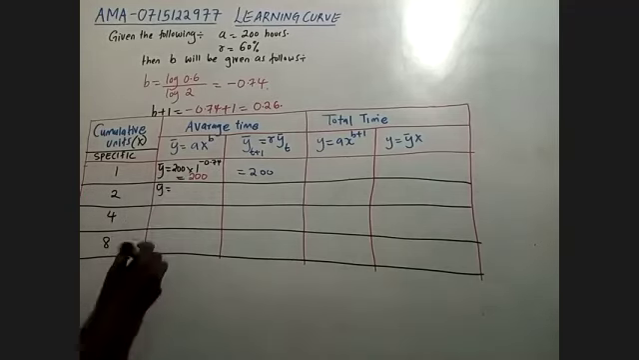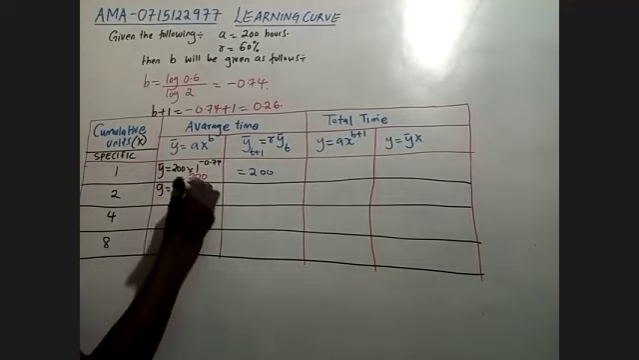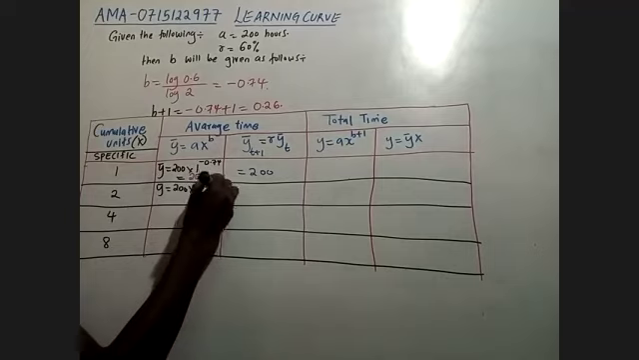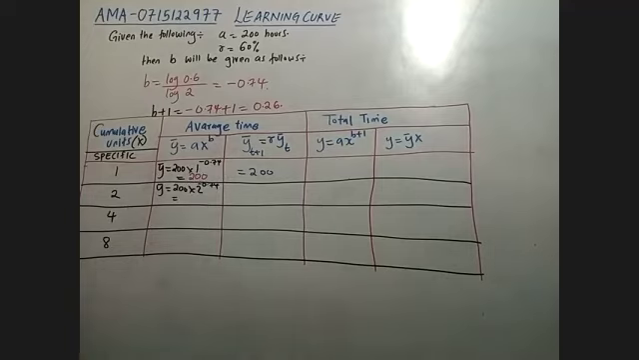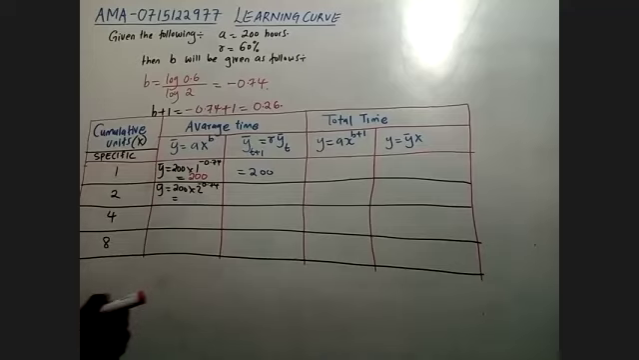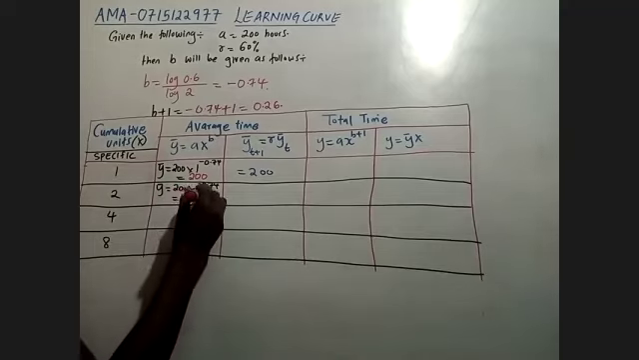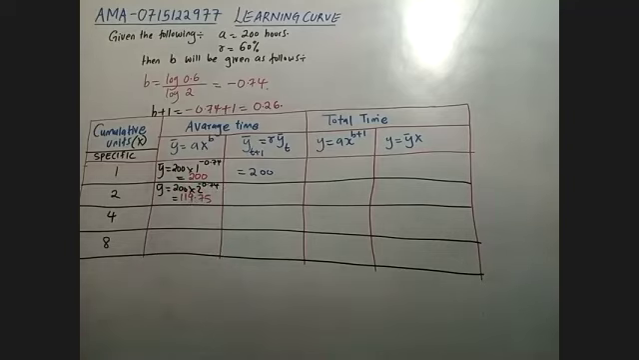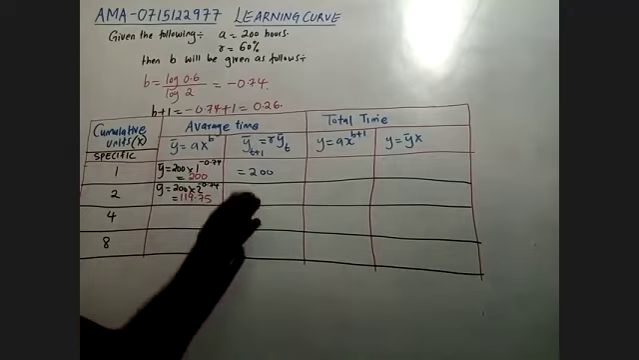Y bar is equal to the first unit, 200, times 2 raised to negative 0.74. So how much will that be? 200 times 2 raised to negative 0.74. How much do you get? 119.75. Are you getting that one? 119.75.